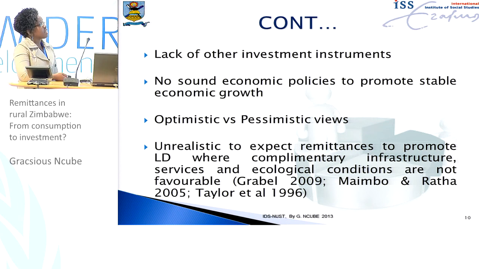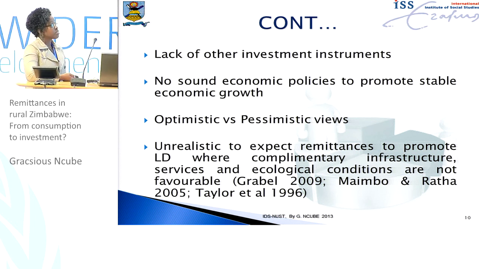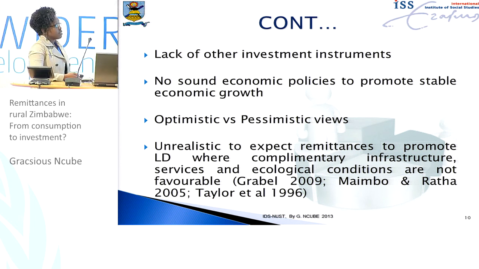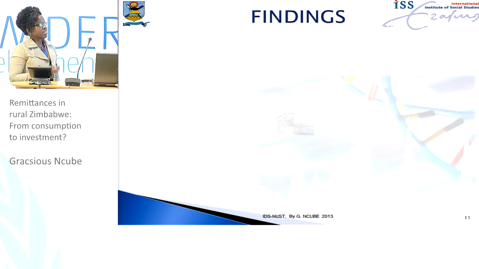It is also noted in literature that there is lack of other investment instruments like microfinance and a conducive environment for investing. No sound economic policies to promote stable economic growth. There are optimistic versus pessimistic views generally on the benefits of remittances, and some countering, saying that remittances mainly perpetuated dependency syndrome and compromising locally practiced strategies that could promote growth. And it will be unrealistic to expect remittances to promote local development where complementary infrastructure, services, and ecological conditions are not favorable. Now, on the findings.